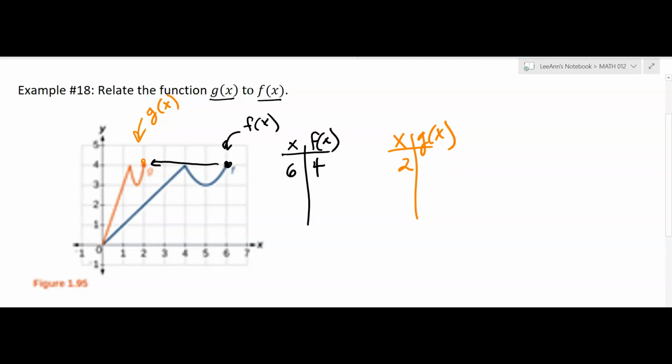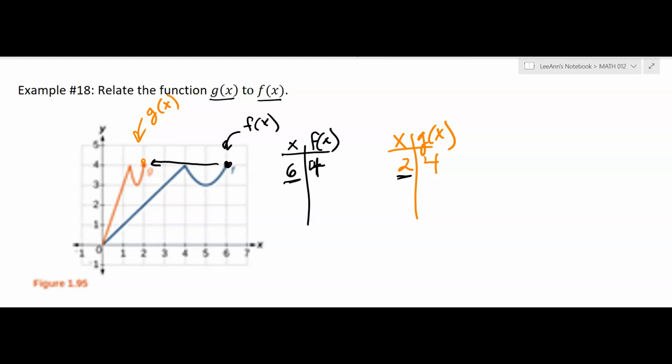So the output is staying the same, but the input changed, right? So it went from 6 to 2. So what happened? What were we multiplying 6 by? A third, right? So it's compressing by a third.